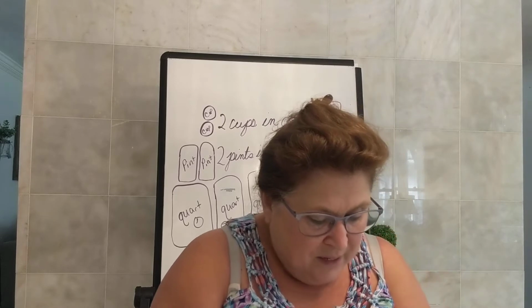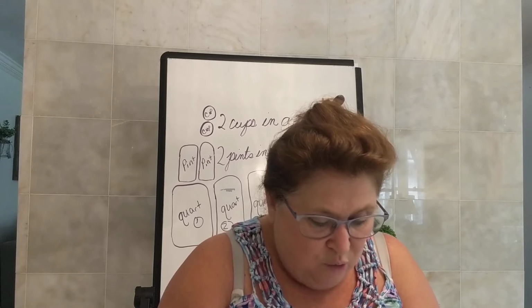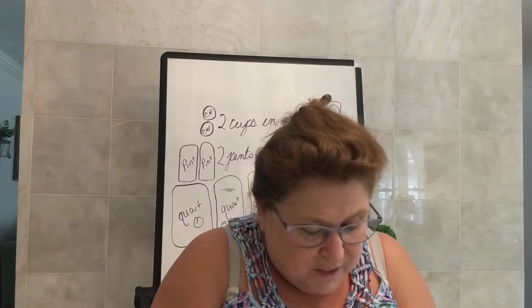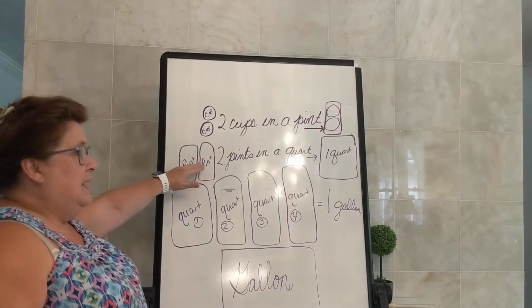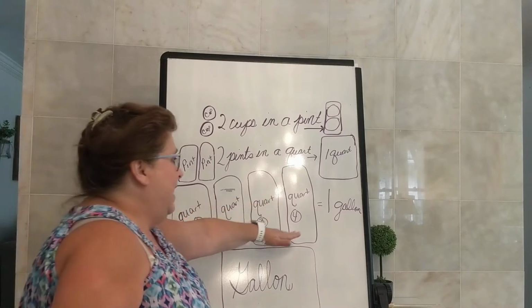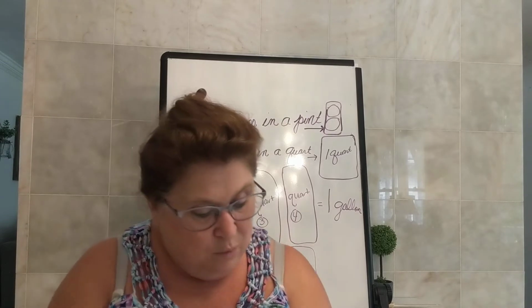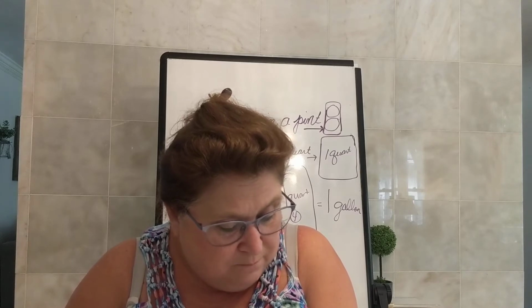Look at section number 3. It says solve the story problems. We need a gallon of ice cream, but the store has only quarts of ice cream. If we buy 4 quarts, will we have enough? They need a gallon, and the store only has it in quarts. If they buy 4 quarts, they will have enough if they need 1 gallon. So you will write yes on that line beside number 3.